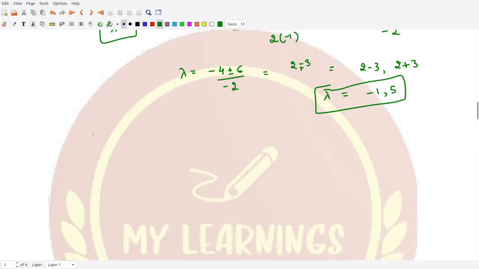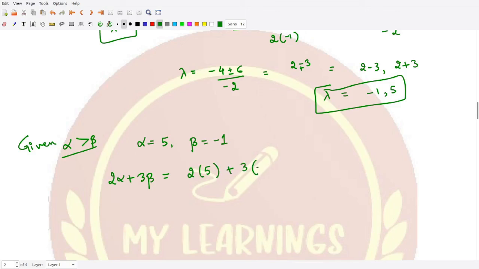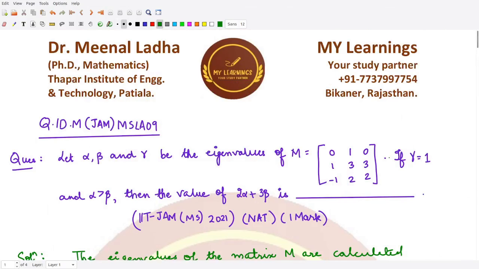Here the question says that alpha is greater than beta. So that means alpha is 5 and beta is equal to minus 1. So you have the values of these two quantities. In the question, they are asking the value of 2 alpha plus 3 beta, which is what we wanted to calculate. Your alpha here is 5 and your beta here is minus 1. So you could solve this expression: 10 minus 3. So the answer here is 7. This is the answer.